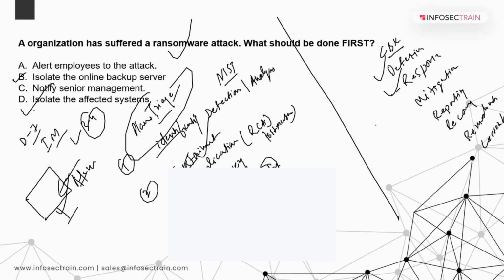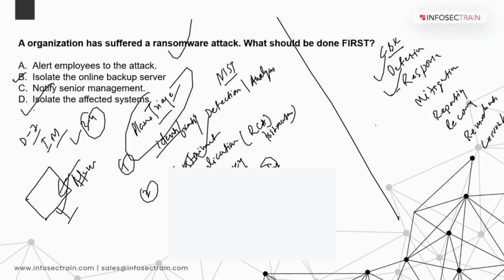But why answer D? Why not B? Because the best countermeasure for ransomware is having backup data, right? You have to back up, and it's not the best practice to be doing online backup, right?